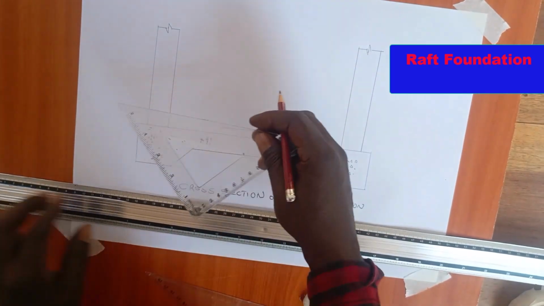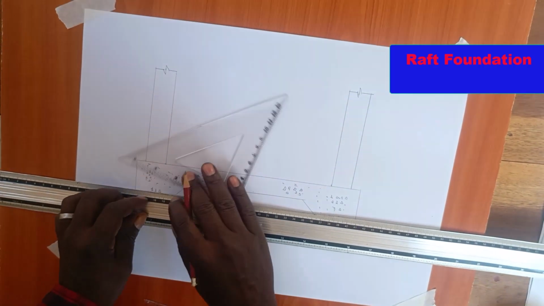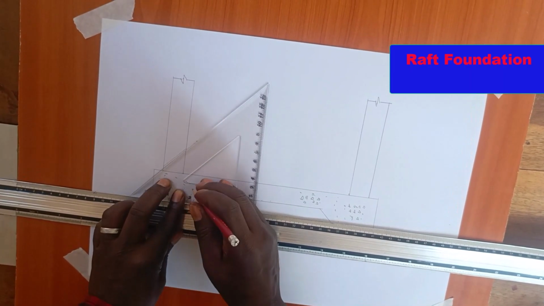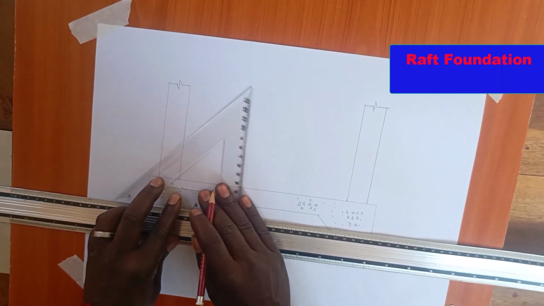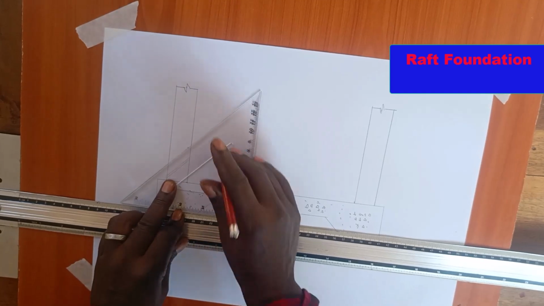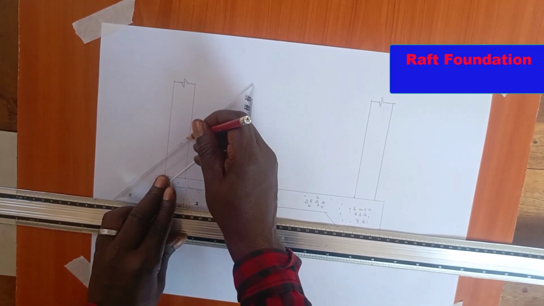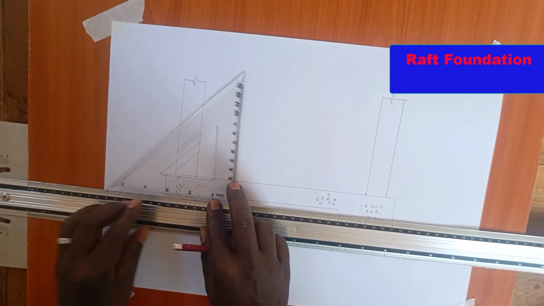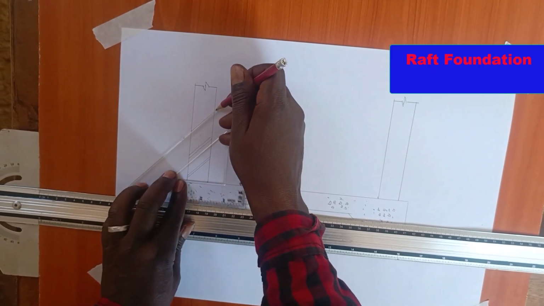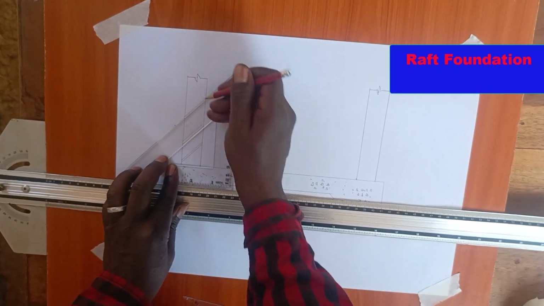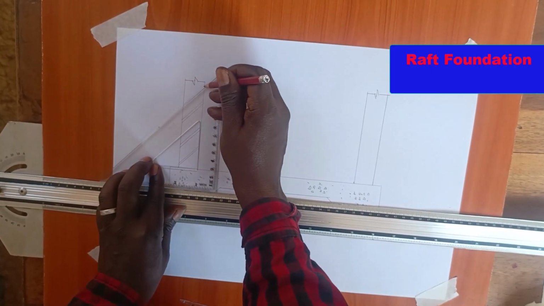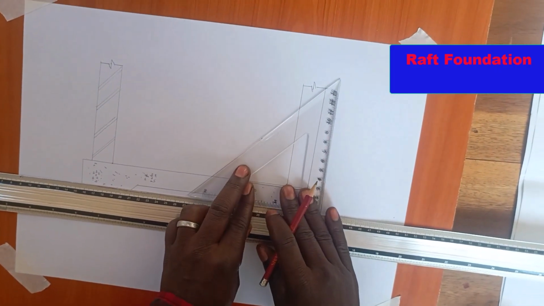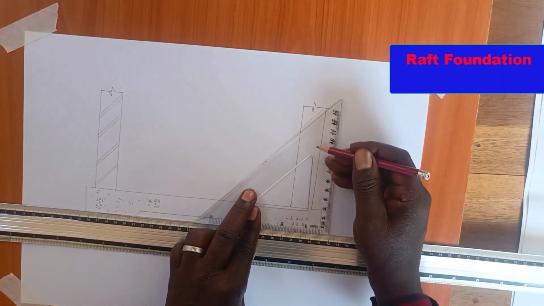But the external wall also, I will show you how to represent it in cross section. So we can use our set square. So this is our base. We can represent the wall in cross section. Good. So this is our base. We can represent our wall in cross section.